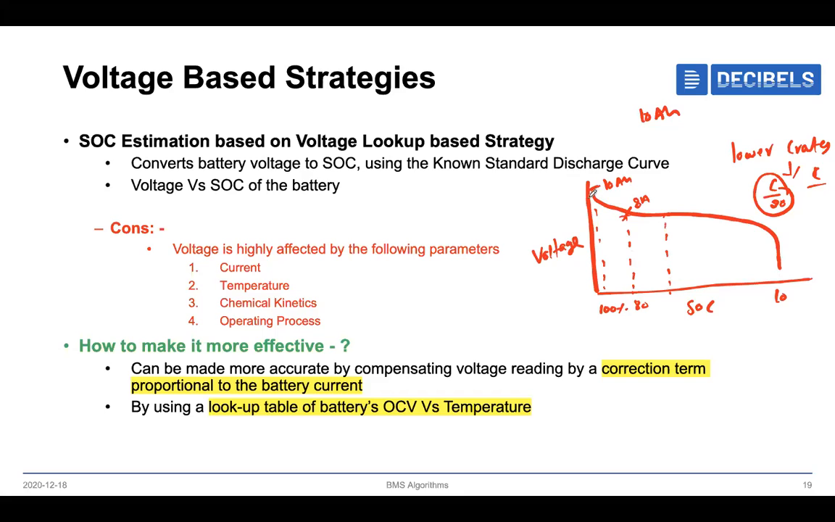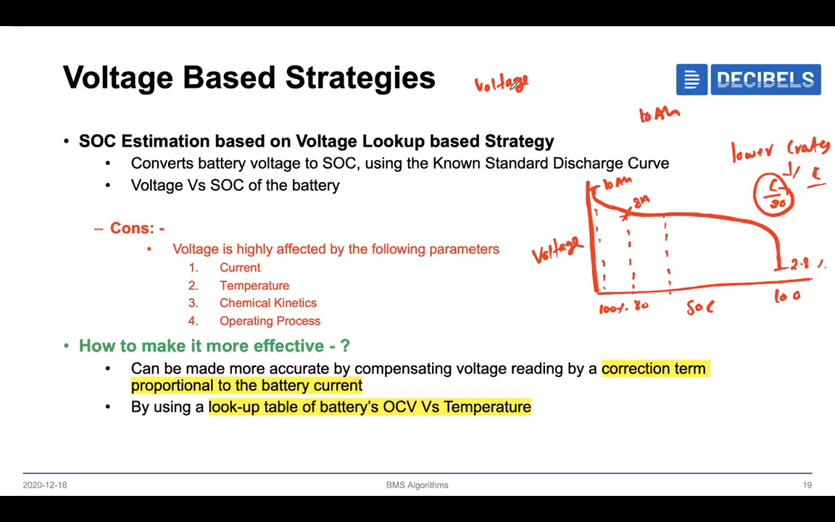Here we'll try to compare these two things again. Here we'll have some voltage: 4.2 volts corresponds to 100%, and 2.8 corresponds to 0%. This lookup table will be implemented in the strategy or the algorithm. Whenever we are discharging the cell, at each and every second we'll get the voltage, or it depends upon the frequency of collection of the data.